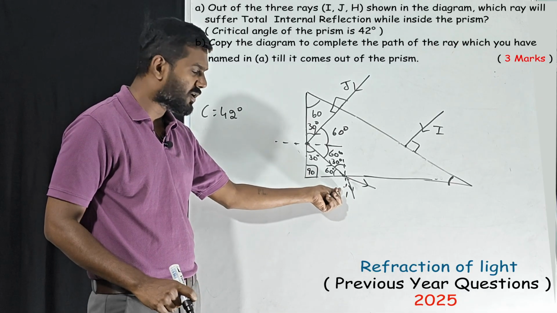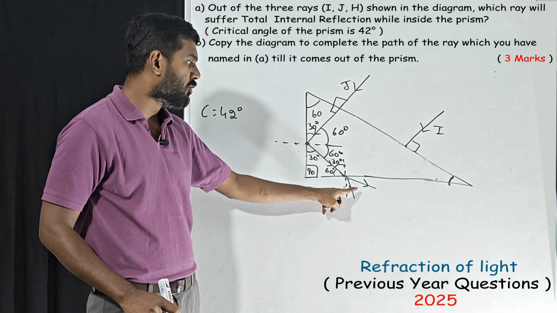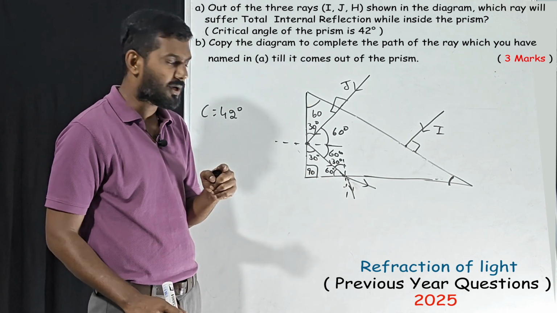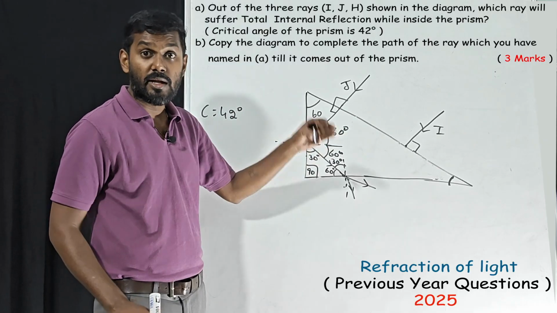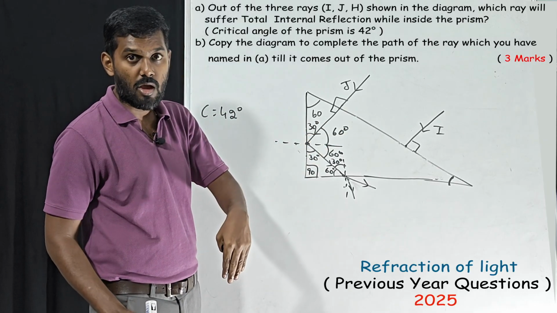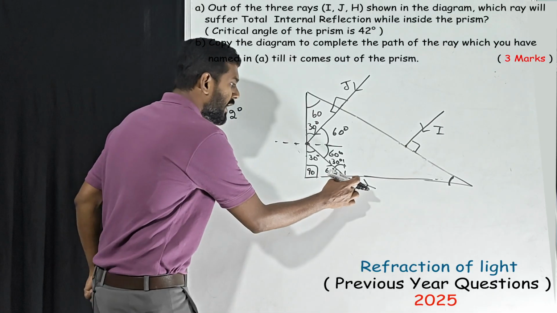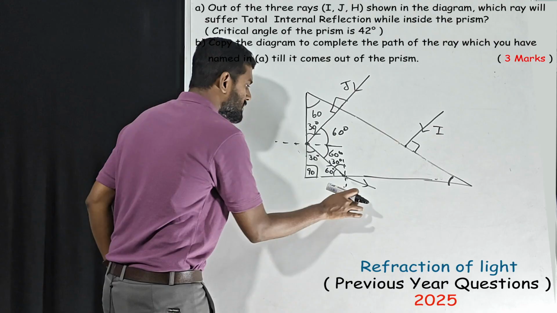If it is passing towards the normal, the speed has to reduce. If the speed is reduced, it will move towards the normal. If the speed is increased, it moves away from the normal. Correct? So it is moving from glass to air, denser to rarer medium. So the speed increases. If the speed increases, it moves away from the normal. So this is our final answer.